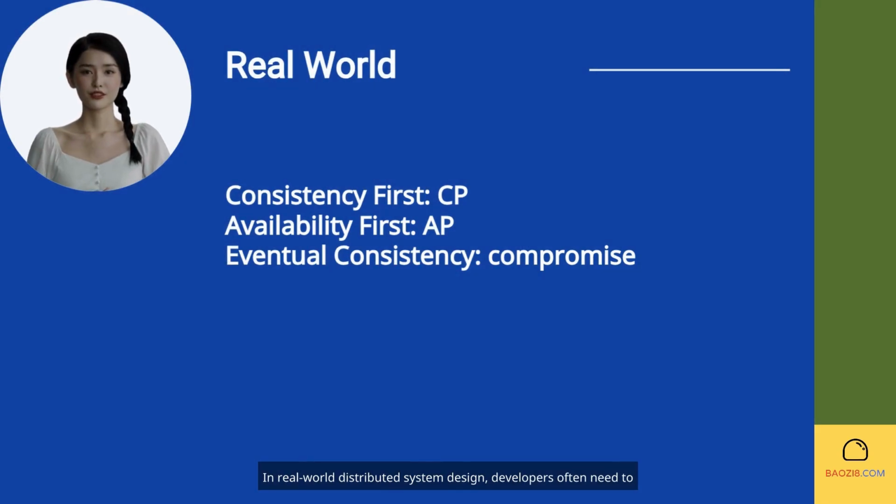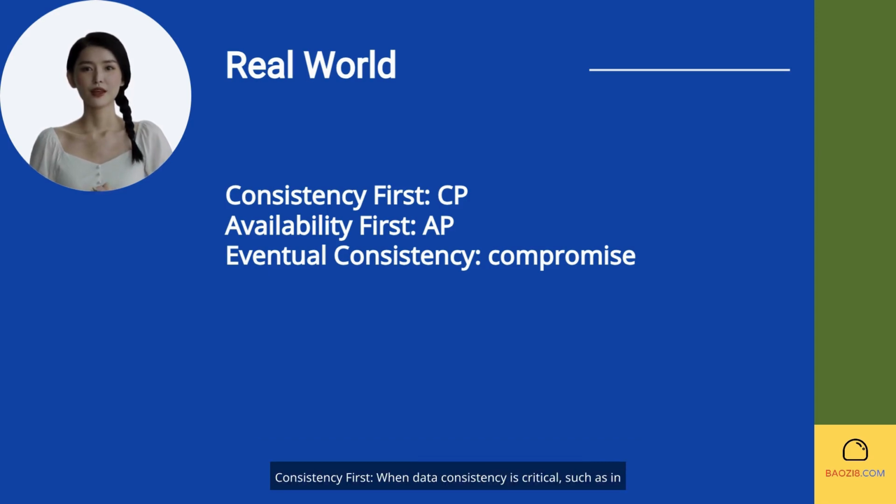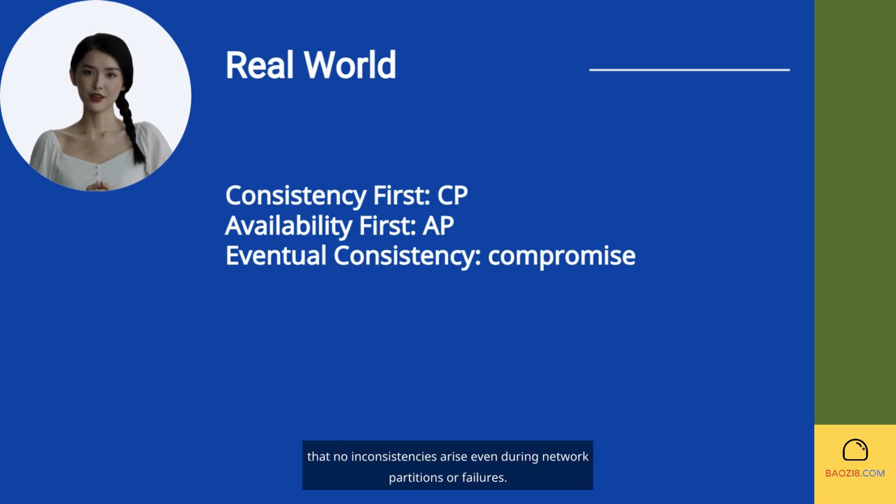In real-world distributed system design, developers often need to make trade-offs among the three CAP properties based on specific business requirements. Consistency first: when data consistency is critical, such as in financial transaction systems, a CP system is often chosen to ensure that no inconsistencies arise even during network partitions or failures.